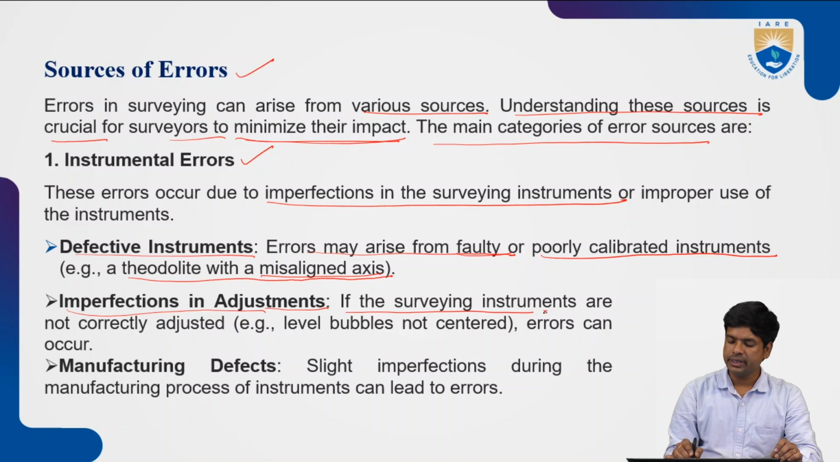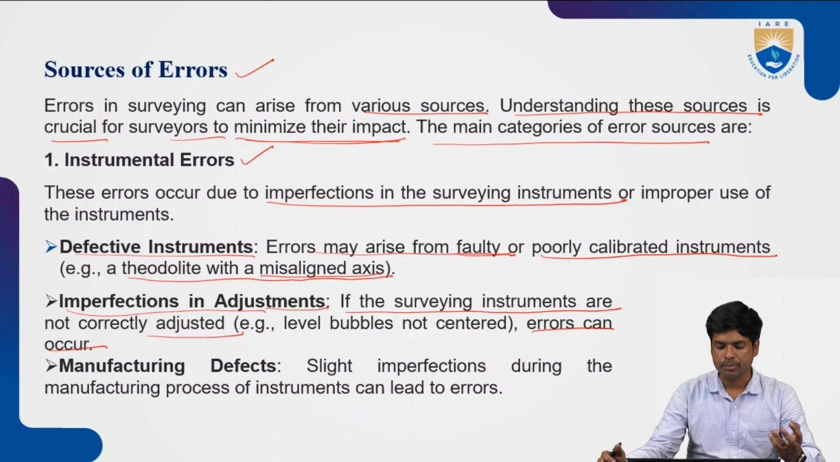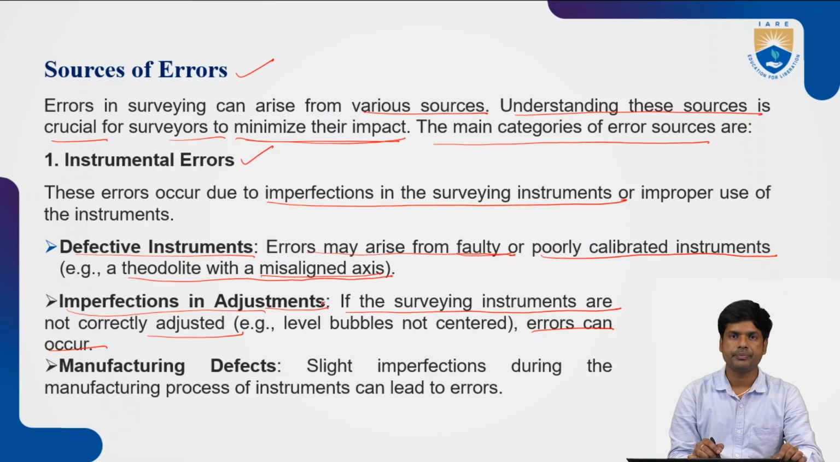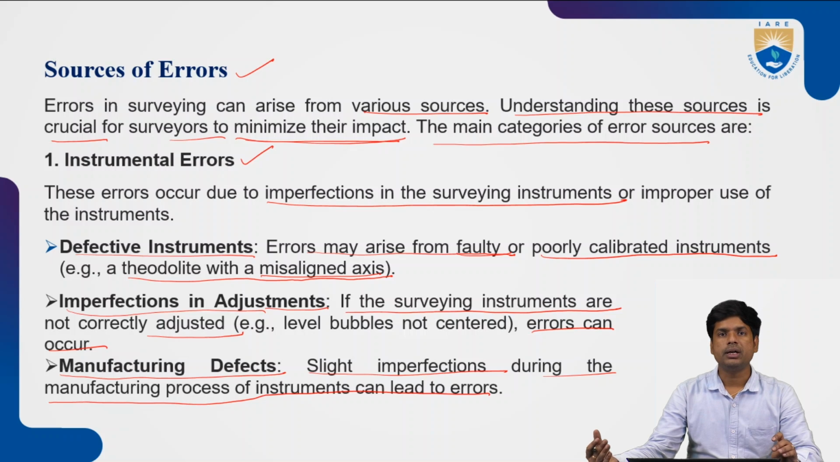Next one, imperfections in adjustments. If the surveying instruments are not correctly adjusted, errors can occur. If the surveying instrument has a level bubble, and the level bubble is not perfectly aligned, it is not level, then you may get the error. That is due to the imperfection in adjustment. And next one, manufacturing defects. Slight imperfections during the manufacturing process of an instrument can lead to errors. While manufacturing the instruments, if the alignments are not good, if the dimensions are not good, then also you are going to get errors.